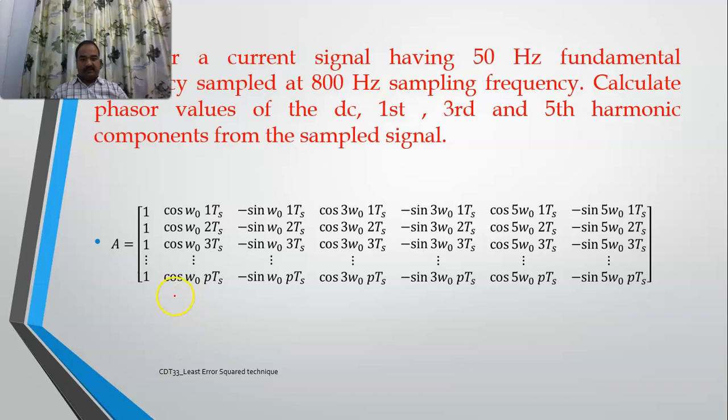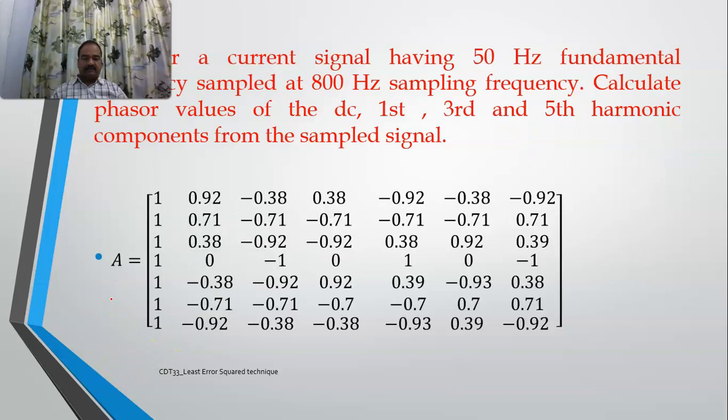This is your A matrix. How many samples do you need to take? You do have 16 samples, but what is the minimum number of samples you need? As I already told you, 2H plus 1 is the minimum order. We have already seen that it is 7. So you need to take a minimum of 7 samples out of 16 for solving this problem. This is the A matrix format.